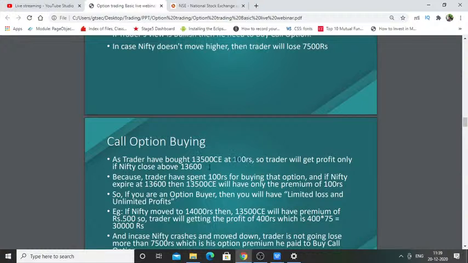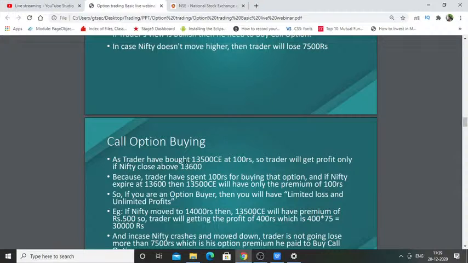Or if the market moves to 14,000 before this expiry, what will happen? This 13,500 call option will be trading at the price of 500 rupees, so he'll be getting a profit of 400. So with the capital of 7,500, he can even earn twice or thrice the amount as profit.